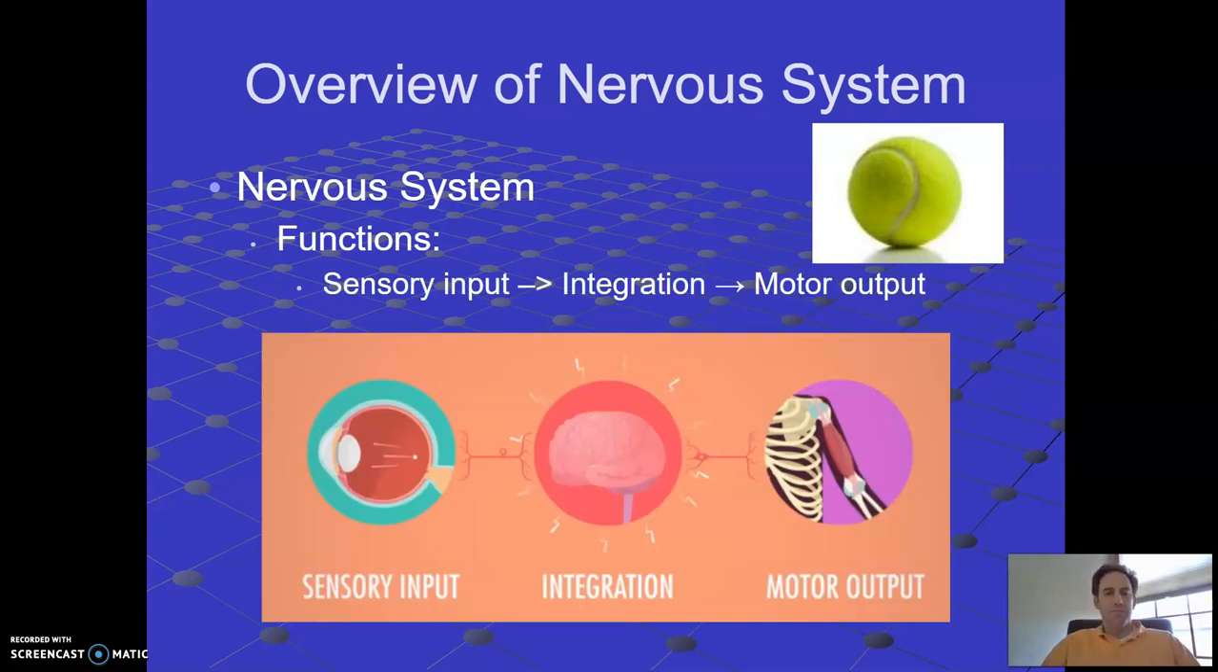There's a sensory input. First, you have to see that that tennis ball is coming at you. Second, integration. You have to think about what you're going to do. Am I going to catch the ball? Am I going to dodge the ball? Am I going to bat it out of the air? What am I going to do?